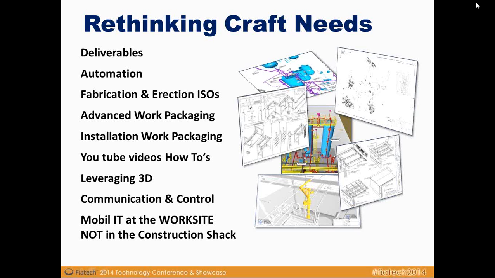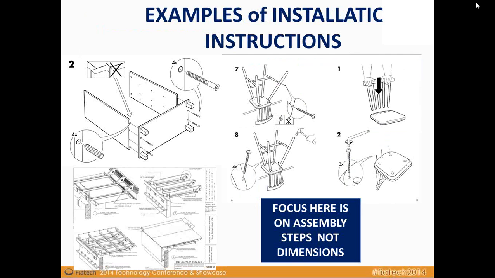The model does not show line numbers or display line numbers. And the model does not have spool numbers. Now, possibly you can click on a line and the line number might pop up, but the minute you take your finger off the button, it goes away again. So there's a lot to be desired on what we call the construction-friendly 3D model. Then there's communication and control, how we communicate this information, how we control changes to make sure that the field has the absolute latest revision of all the drawings. And that's where mobile IT at the work site and not in the construction shack is going to come into play and add some real benefits. Okay? Next slide.